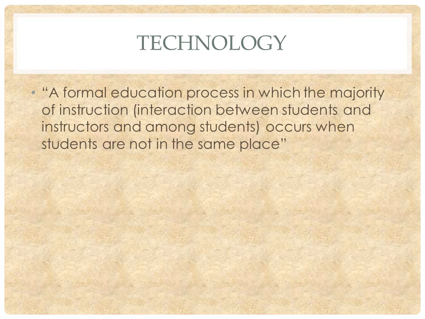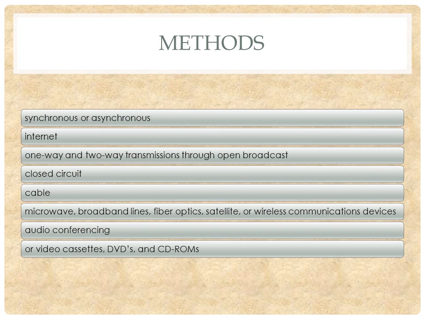Technology is mentioned early in the SACS handbook and is defined as a formal education process in which the majority of instruction, that is, interaction between students and instructors and among students, occurs when students are not in the same place. Of course, this means a lot of things. Synchronous or asynchronous classes, internet classes, one-way, two-way transmissions, closed-circuit cable, telecourses, internet or ITV courses.